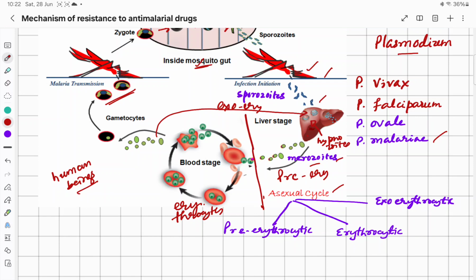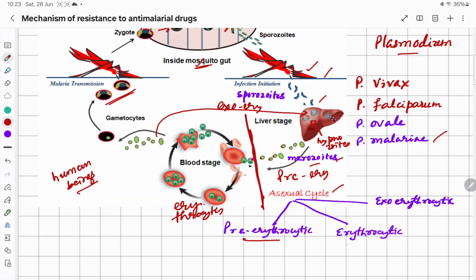And the merozoites, after entering into the blood cells, that is the erythrocytes, again the erythrocytes release the merozoites, which can attack the fresh hepatocytes or the liver cells, and that stage is called exoerythrocytic stage. So the asexual cycle can be divided into pre-erythrocytic stage, that is before entering the blood cells, the RBC. So from sporozoites to these merozoites, that is the pre-erythrocytic stage.